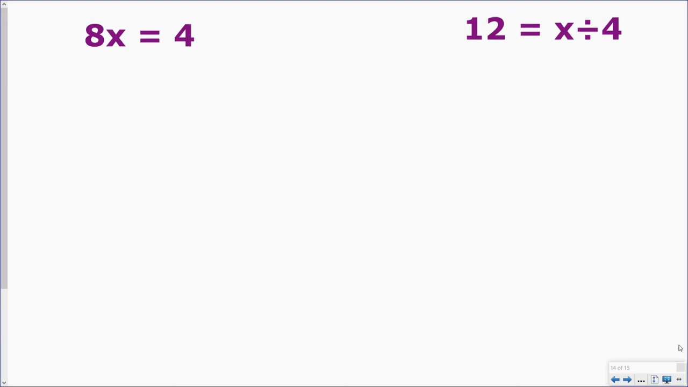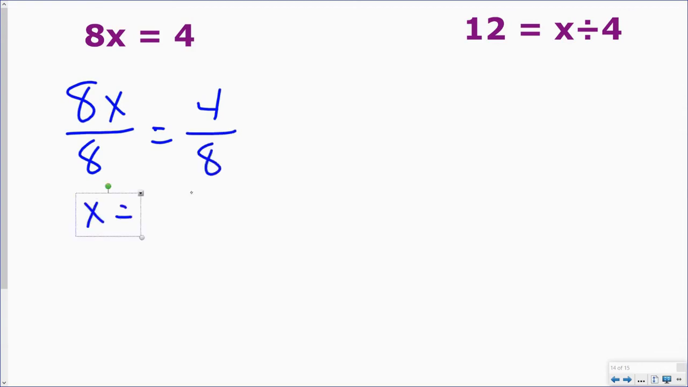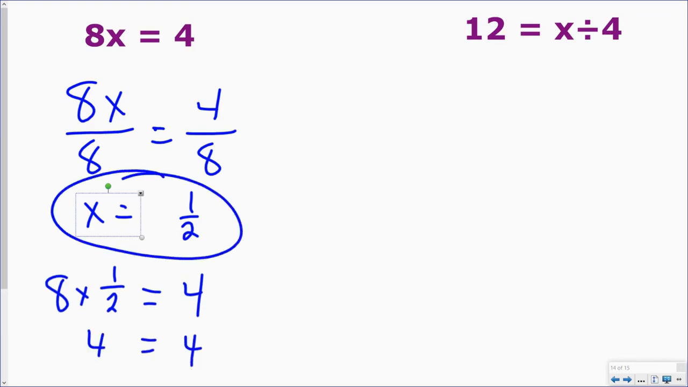Let's take a look at these two equations. First, I have 8x equals 4. So I'm going to take my 8x divided by 8 equals 4 divided by 8. X equals 1/2 because 4 is 1/2 of 8. Put that back into my equation here. So 8 multiplied by 1/2 equals 4. And 4 is the same as 4. So I know that this is my correct solution.